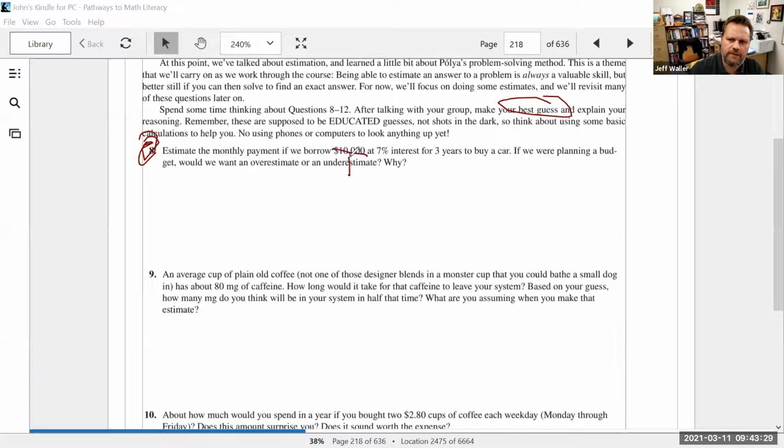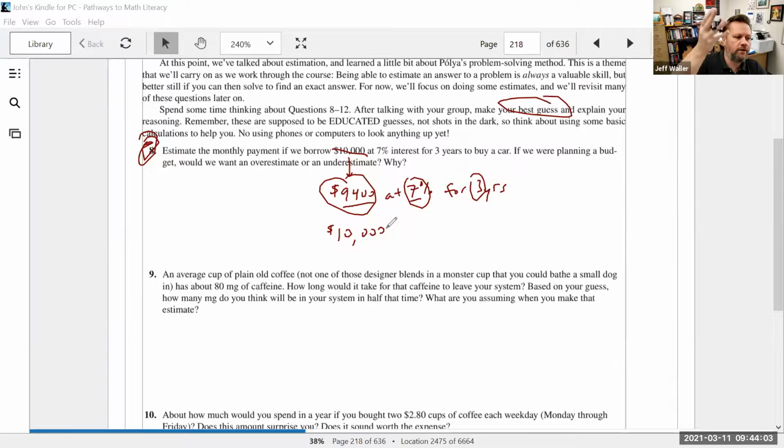If this number had been 9,400 at 7%, right? This should have been the question because it's not really that hard otherwise. So I would have to do 9,400 times 0.07 times 3, but I don't have a calculator. So what am I going to do? I would actually round this up to 10,000. That would make the end result higher than it's supposed to be, but that's what we want. We want an overestimation.